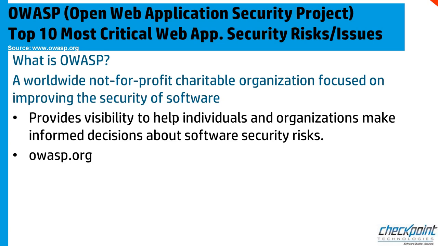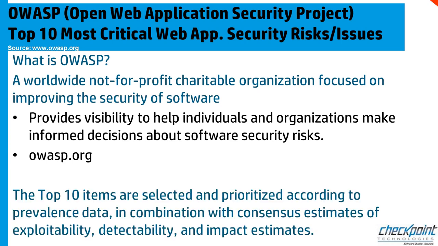And really the top 10 application security risks they put out every few years of what are the biggest players out there. And right now, the top 10 items that we're going to walk through so you can see what's actually going on out there, these top 10 items are sorted by prevalence data. So how often are these items coming up?